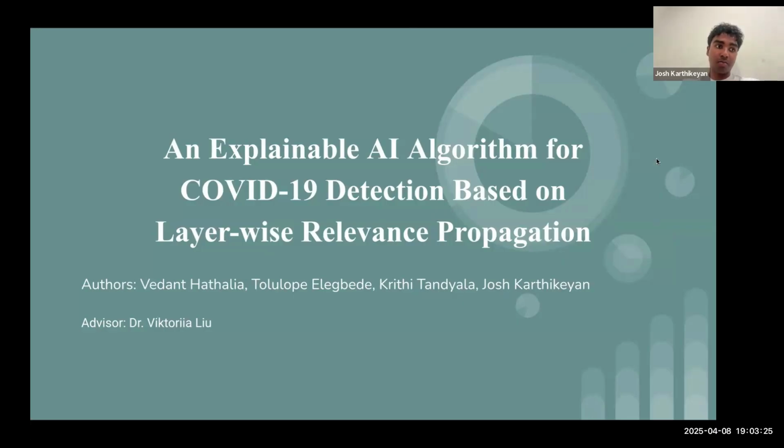Hello, everyone. Good afternoon. So we are going to present an explainable AI algorithm for COVID-19 detection based on layer-wise relevance propagation. My name is Josh, I'm Vedant, I'm Tolope, I'm Kriti, and our advisor is Dr. Victoria Liu.